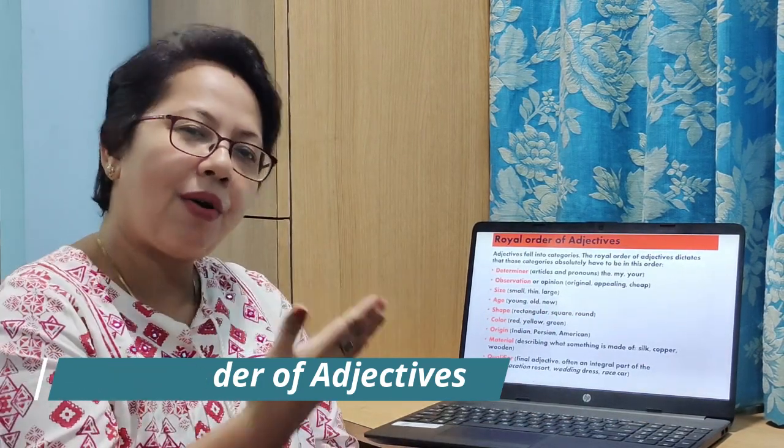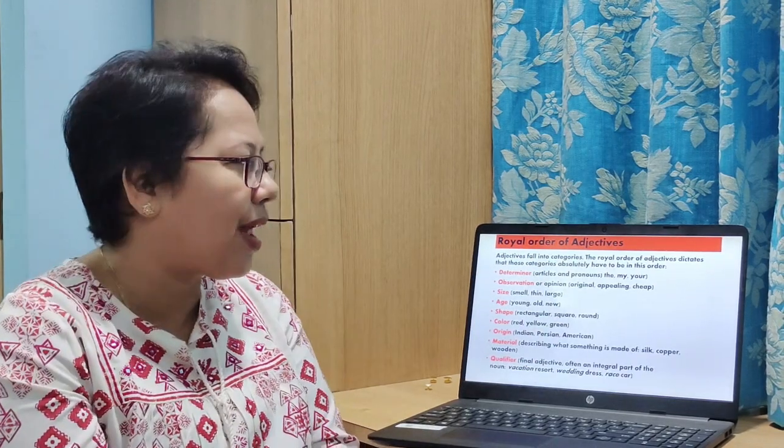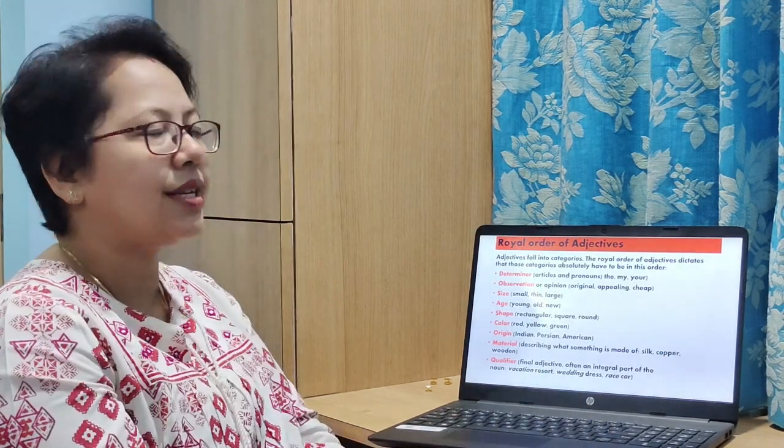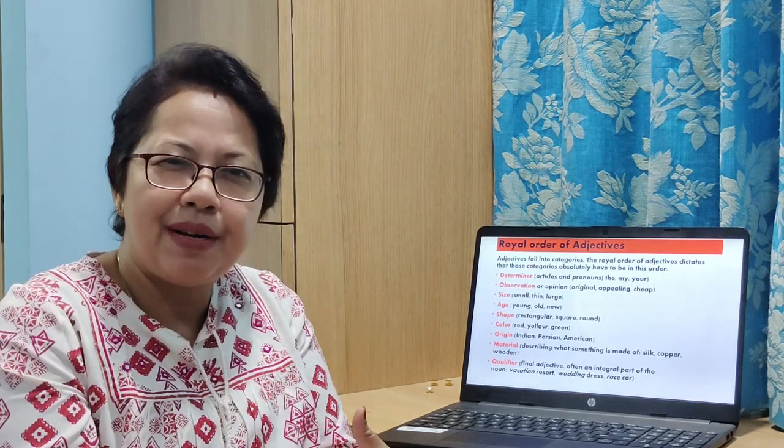Right. So what is the royal order of the adjectives? That means which adjective will come first. The first one is a determiner. Now what is a determiner? It is something that comes before the noun, like articles and pronouns, the, a, her, things like that. Those are determiners. First comes the determiner. Secondly, the second thing that comes is the observation or your opinion. Like he's original, he's appealing, the shop is cheap, things like that.